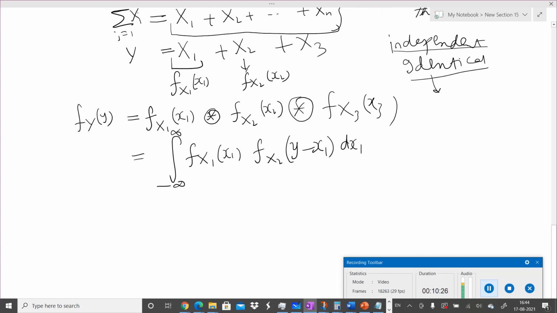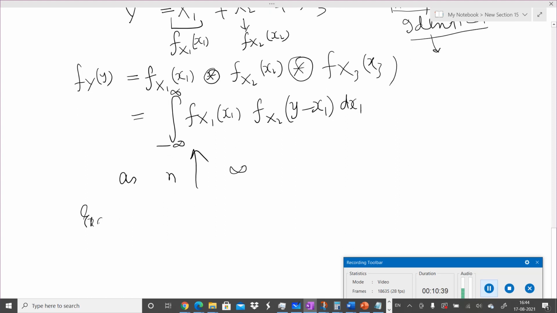Now what does it tell us as n increases? If you increase n, and in fact if n tends to infinity, how does the distribution look? I will give an example. Suppose you take x1 and x2 both as uniformly distributed random variables, so their probability density function is a uniform PDF.